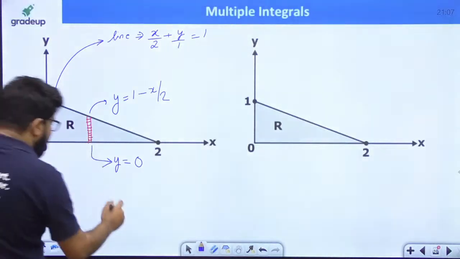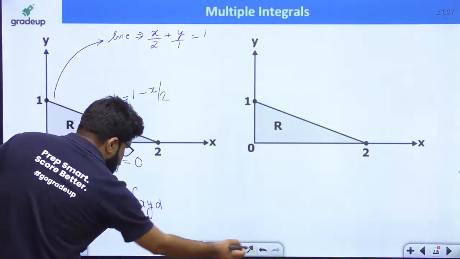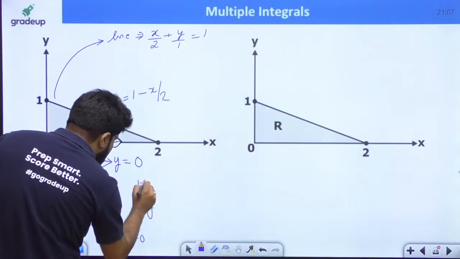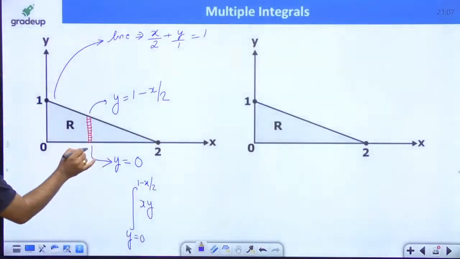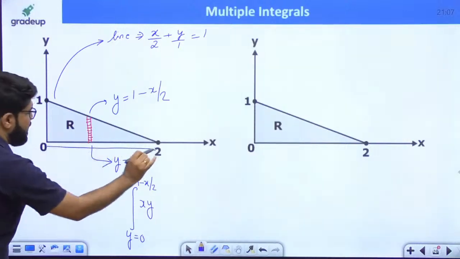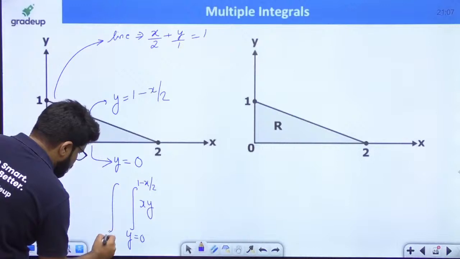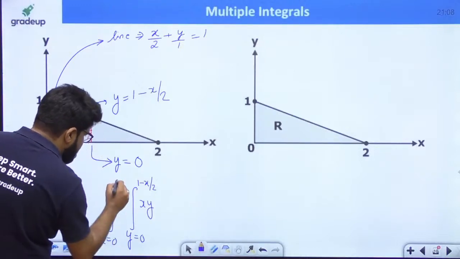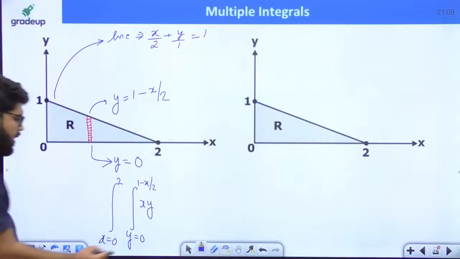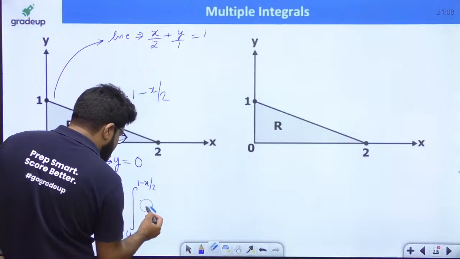So according to this, we first wrote down the limit y as 0 to 1 minus x by 2. This is the limits of the strip. Then to cover up the entire region, you need to slide the strip from x equal to 0 to x equal to 2. So this is integral x equal to 0 to 2, integral y equal to 0 to 1 minus x by 2, isn't it?